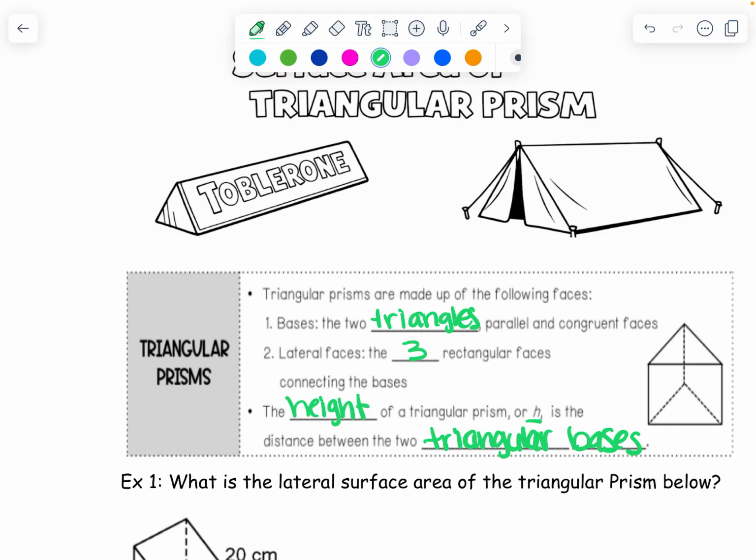Okay, so we're going to go ahead and highlight the bases first. So the bases are the triangles. So you're going to highlight those. And the height is what's connecting the two bases. So in this case, the height is going to be right here. I'm going to go ahead and write height. And the triangles are my bases.